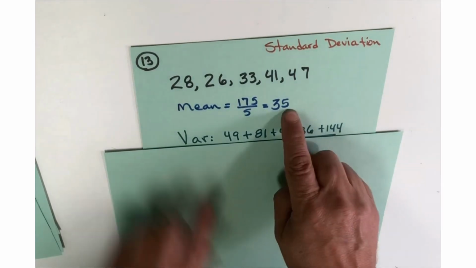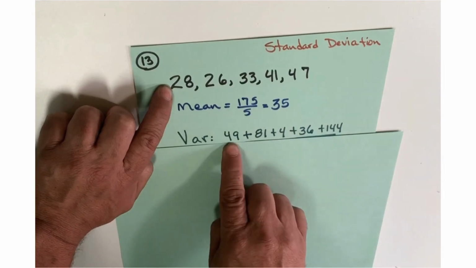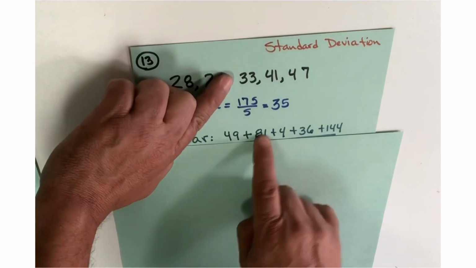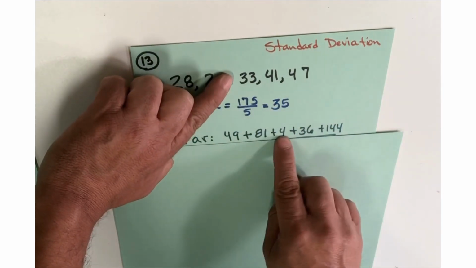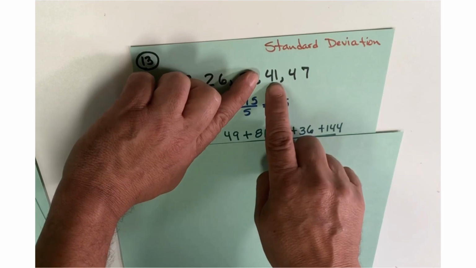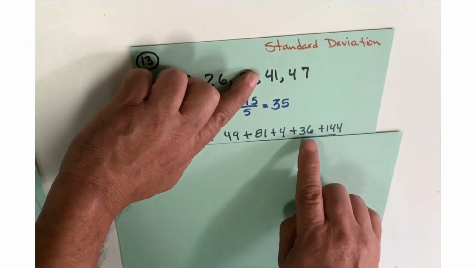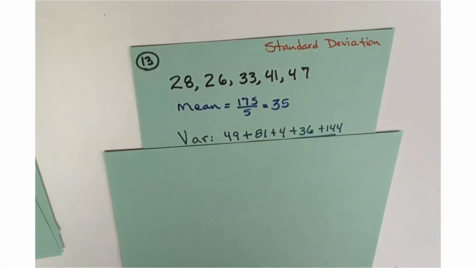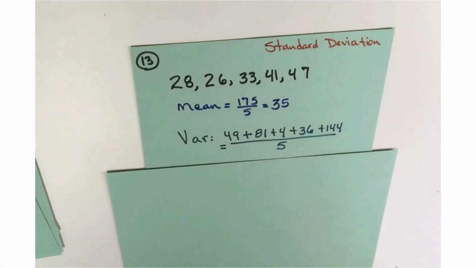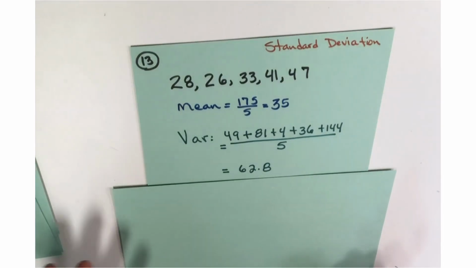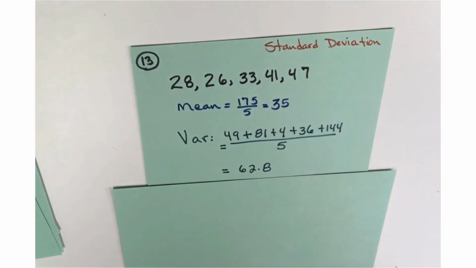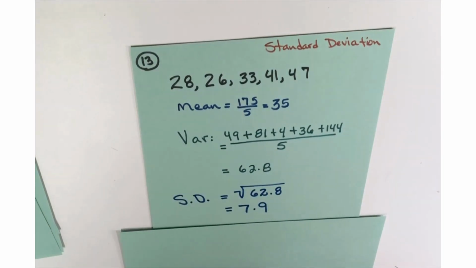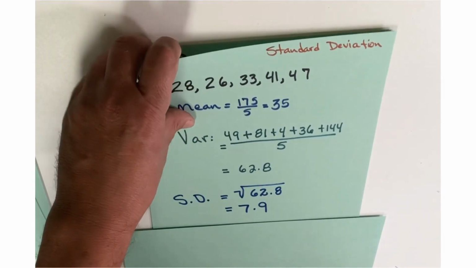35 take away 28, that's 7. Squared is 49. 35 take away 26, that's 9. Squared is 81. 35 take away 33, that's 2. Squared is 4. 35 take away 41, that's 6. Squared is 36. 35 take away 47 is 12. Squared is 144. Divided by the 5 numbers, and you get your variance of 62.8. From variance to standard deviation, all you got to do is hit the square root button, and then kaboom! There's your standard deviation. Okay?